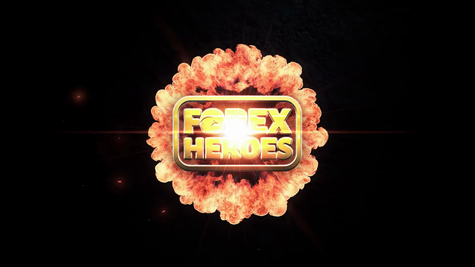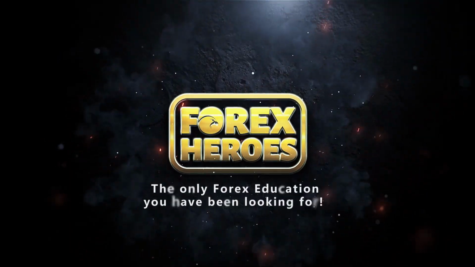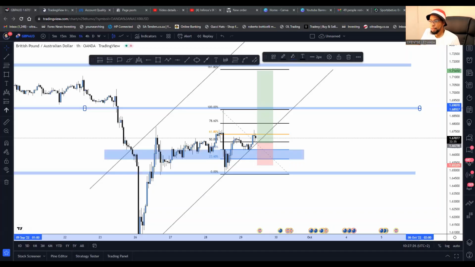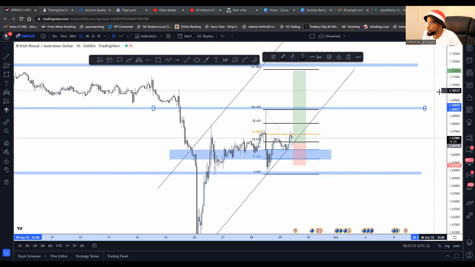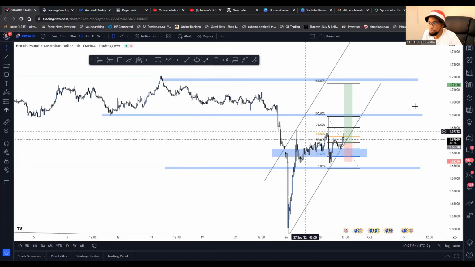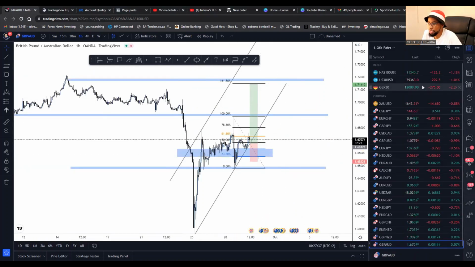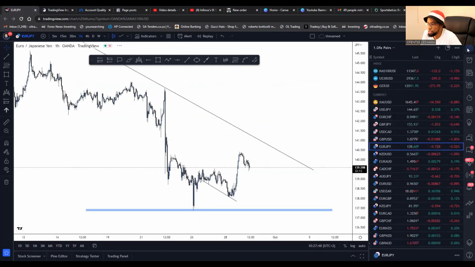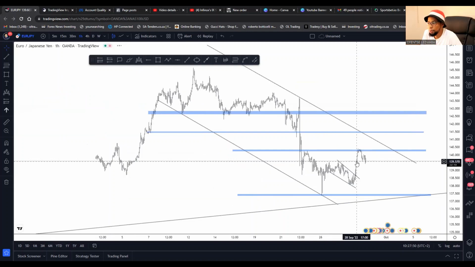Now let's go and dive deeper into EURJPY. Back again, guys, here on the chart. I'll just be giving you guys so much more clarity. Here is the GBPAUD setup that we are waiting to capitalize on. Now where is EURJPY? Okay, I just want to show you guys how we managed to capitalize on EURJPY.